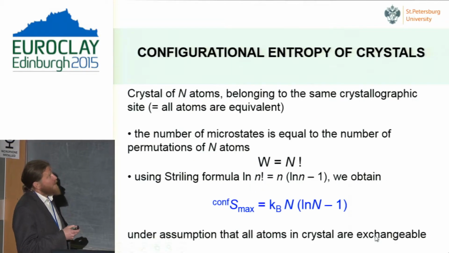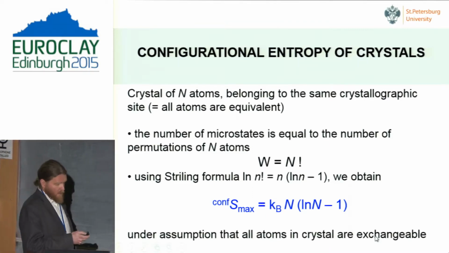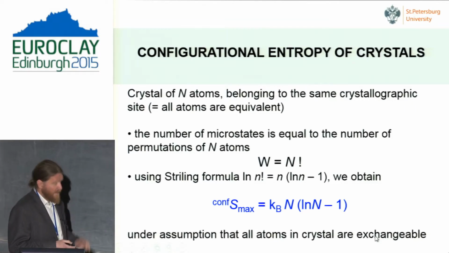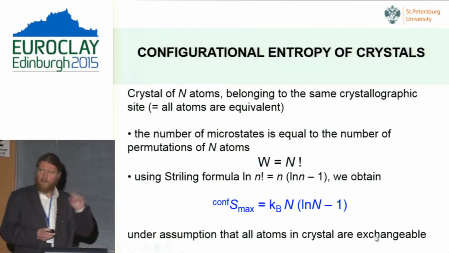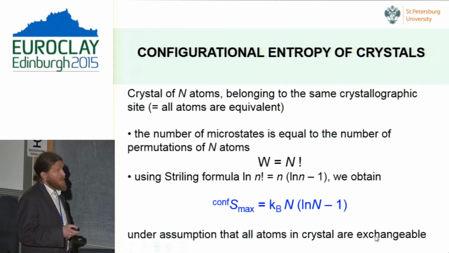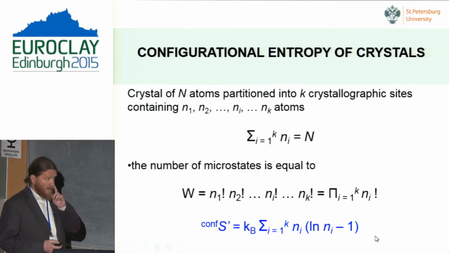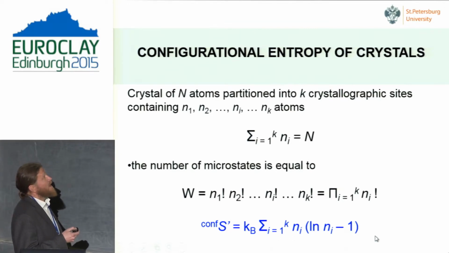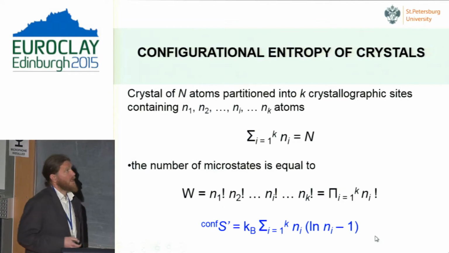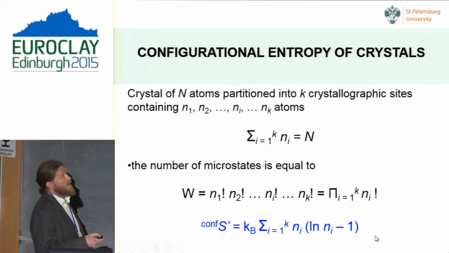So, if, for example, a crystal consists of n atoms, then the highest possible configurational entropy would be if all atoms belong to the same crystallographic site. So all atoms are equivalent. Then this W would be just the number of permutations of these atoms over the whole crystal. So this is n factorial, and using the Stirling formula, we obtain the maximal configurational entropy for a crystal consisting of n atoms. But if, like in zeolites, we have a crystal in which n atoms are partitioned into k crystallographic sites, so they contain from n1 to nk atoms, then the total sum of all these numbers is equal to n.